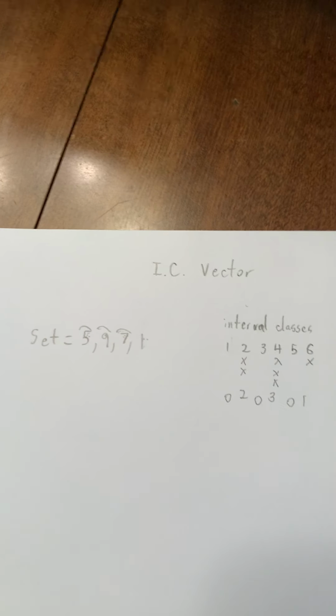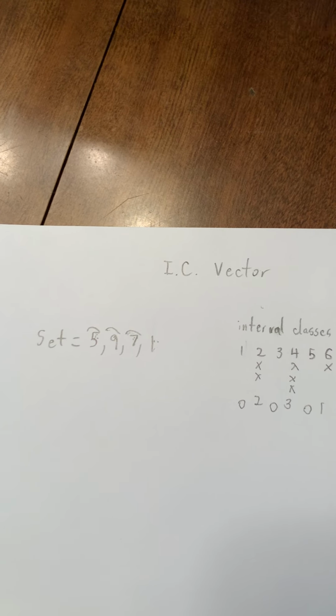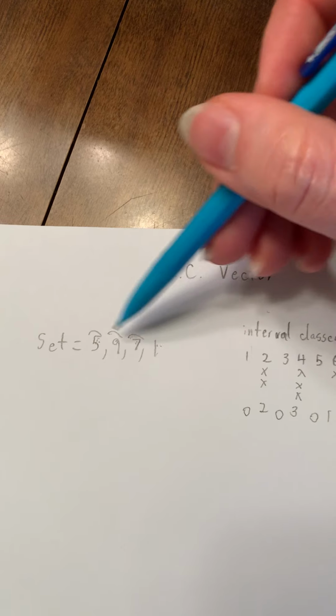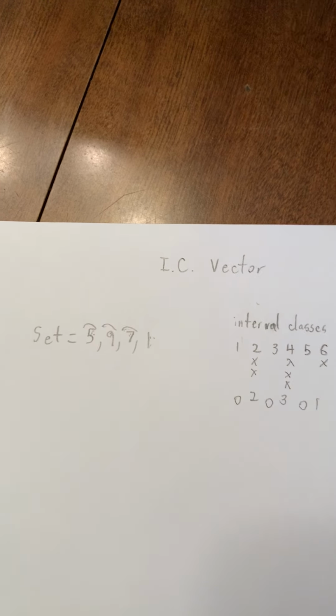So just remember to always be using interval classes, to keep tabs of where you've already been, to go from left to right, and don't recount the same interval. So there you go.